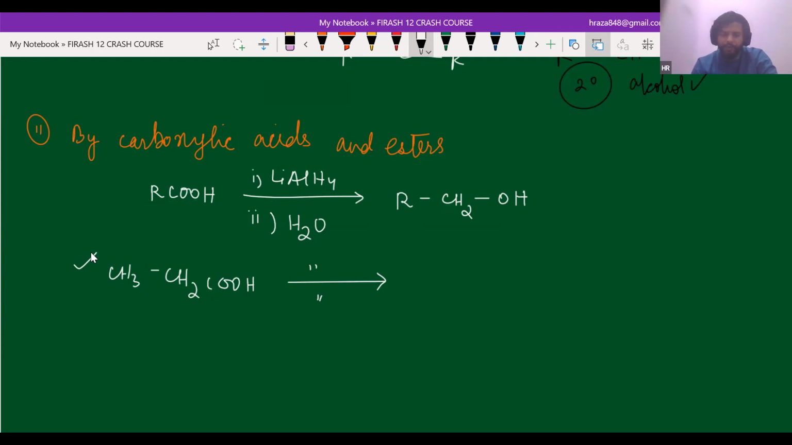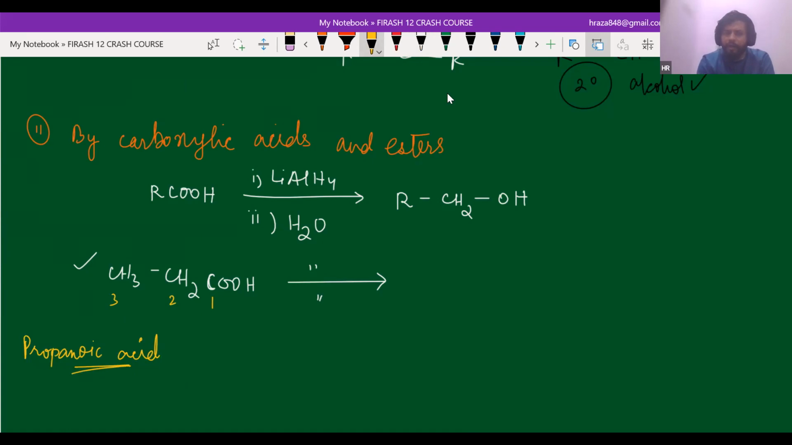What is the name of this compound? Ethanoic acid. How many carbons are present in this carboxylic acid? 3 carbons, so it will be 3. 1, 2, 3. That means prop, and all are singly bonded, so propane, and then -oic, and then acid. So just remember, this is from propanoic acid.